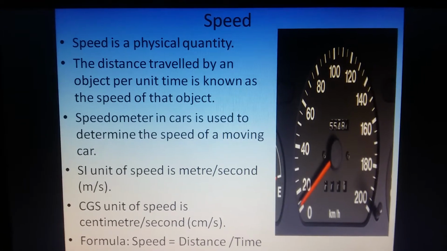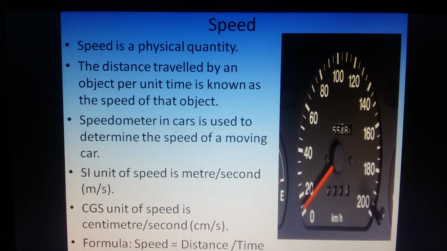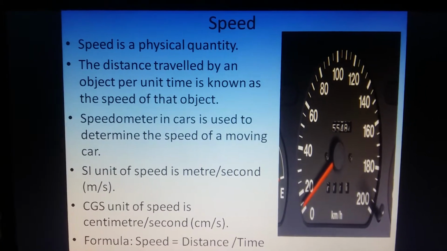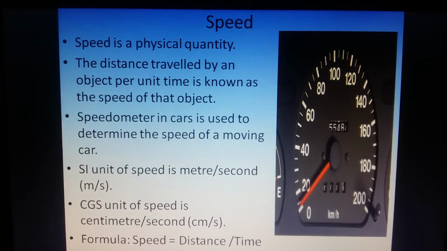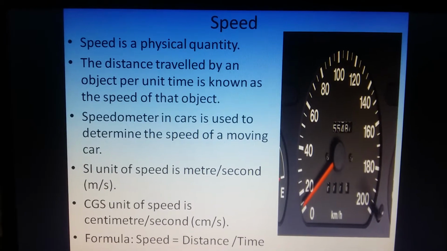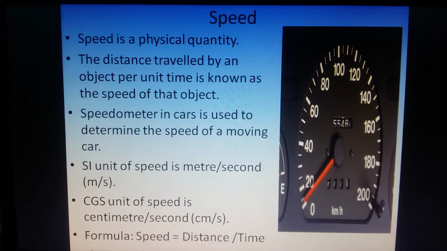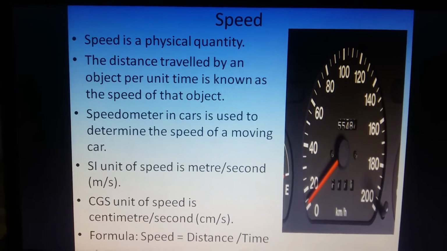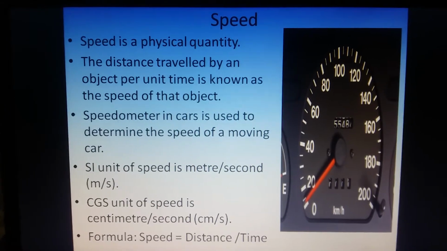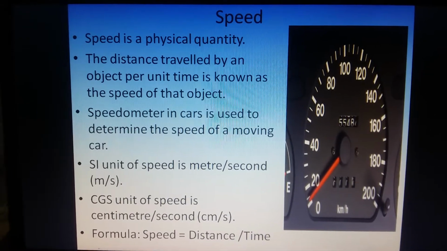So what is the SI unit of speed? It is meter per second. That means how many meters of distance have been traveled by the object in 1 second. And the CGS unit is centimeter per second. That means how many centimeters of distance have been traveled by that object in 1 second. So thus we see that the formula of speed is distance upon time. The distance traveled by the object divided by unit time is the speed.